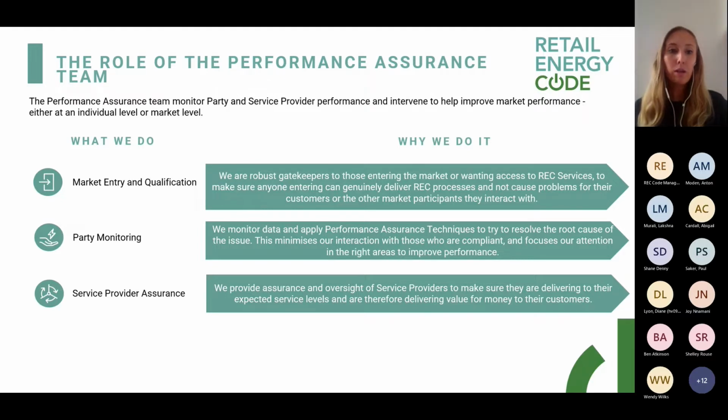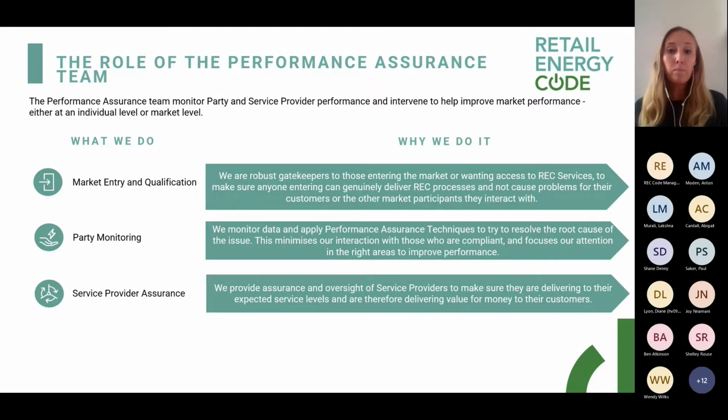So just focusing a bit more on specific activity that we do. The first one that we've got on the list is our activity around market entry and qualification. So this is all about making sure that people that are operating within the market can genuinely deliver REC processes and do not cause problems for their customers or other market participants. So we think this is a really important thing that we do to make sure that we're robust gatekeepers for anyone that's entering or existing in the market, to make sure that they're operating as they're supposed to.